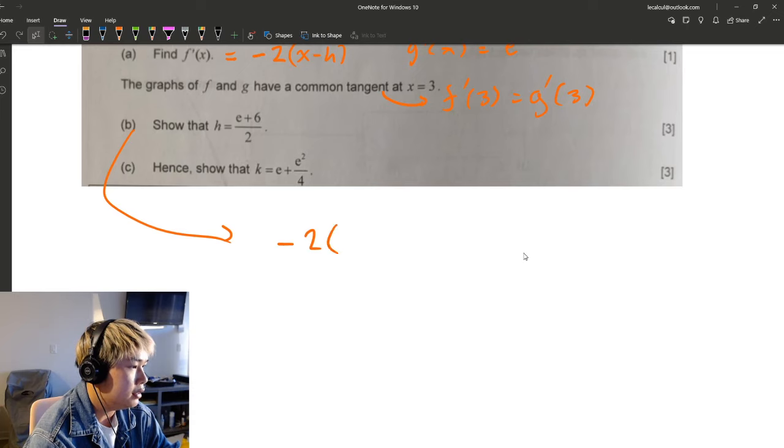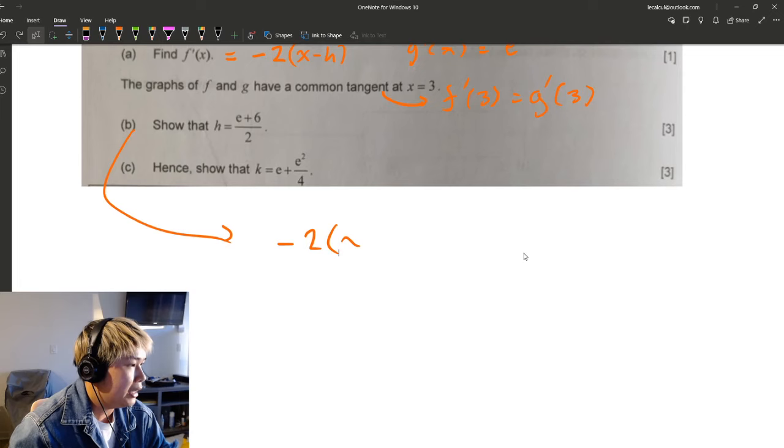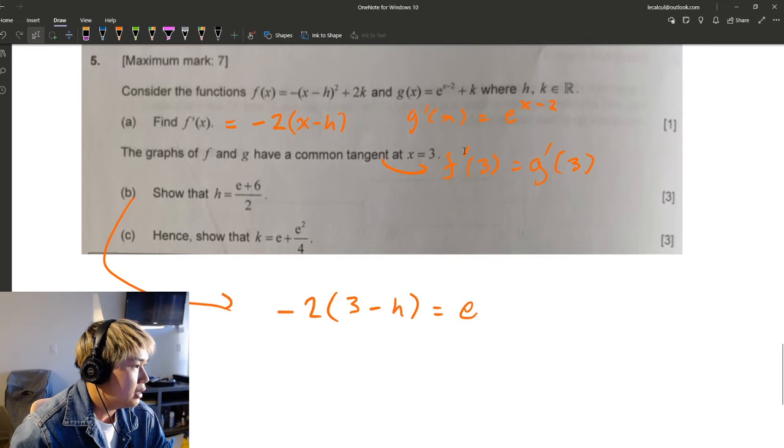So I have negative 2, and then I know my x value is 3, so this is going to become 3 minus h, and then this is equal to e to the power of 3 minus 2.